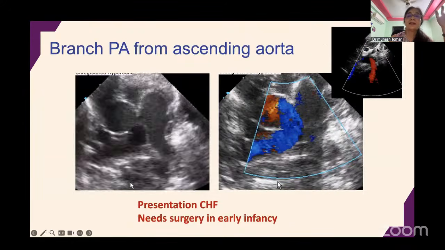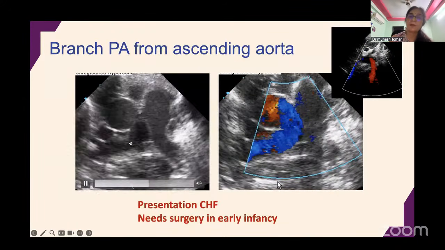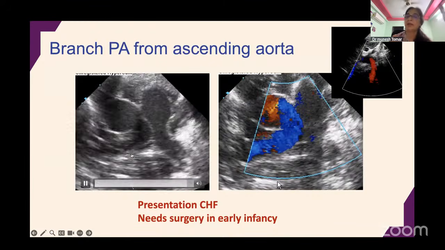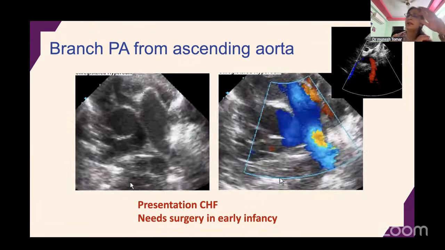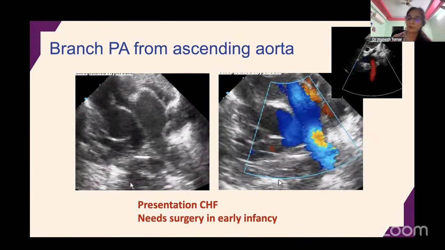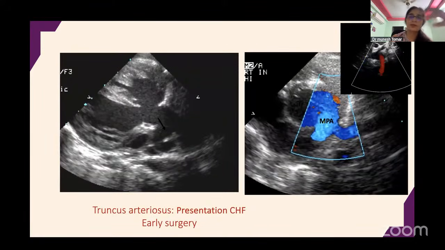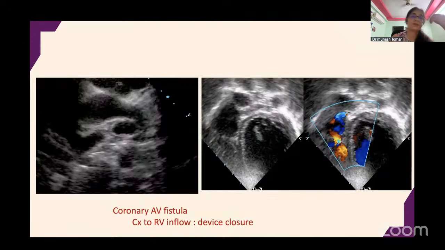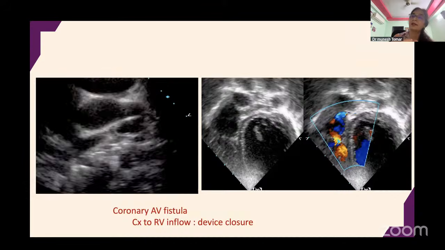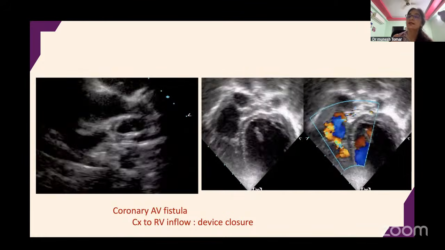Usually an AP window is very large when they present in infancy, and you have to go for early surgery. Another thing is the anomalous branch pulmonary artery from the ascending aorta. It can be left, it can be right, but more commonly it is right. Again, the answer is surgery, nothing like waiting. You have to intervene early at the time of diagnosis. So by the second, third month of life they present and they have to go for surgery. Truncus arteriosus, we all know, again presents with cardiac failure with diastolic flow reversal because the circulation is going into the pulmonary artery with the fall in pulmonary vascular resistance, and they again need intervention within 3 months of age.